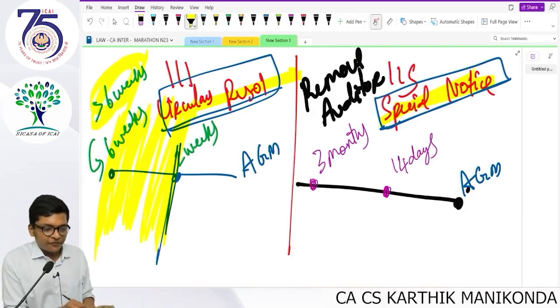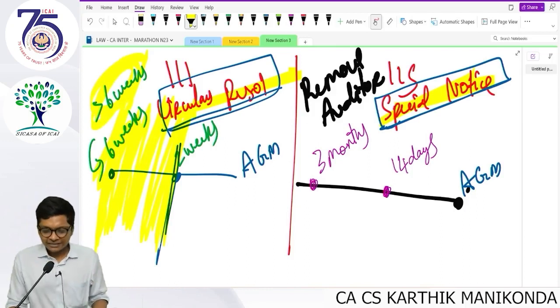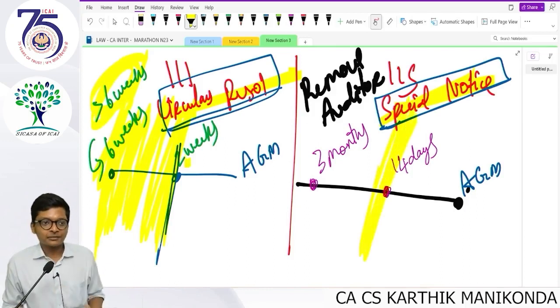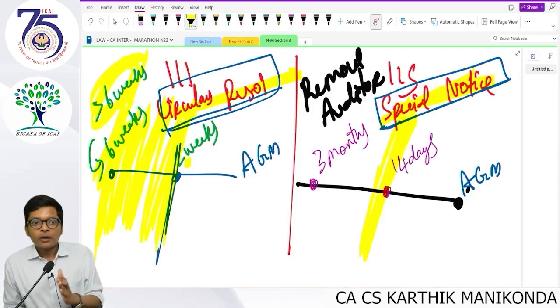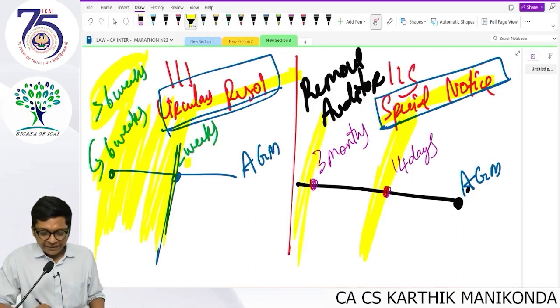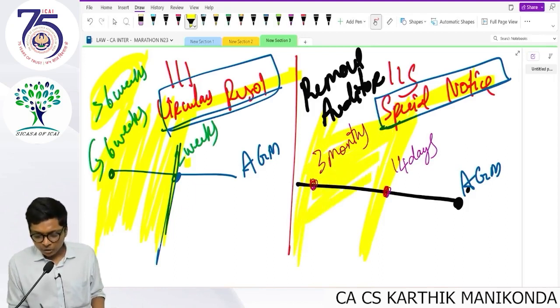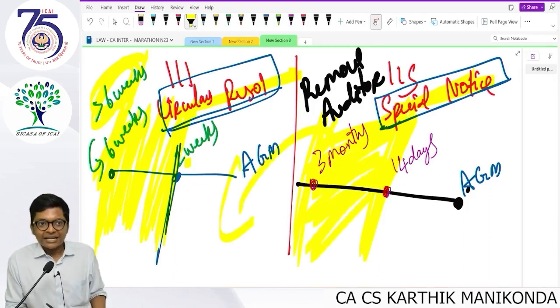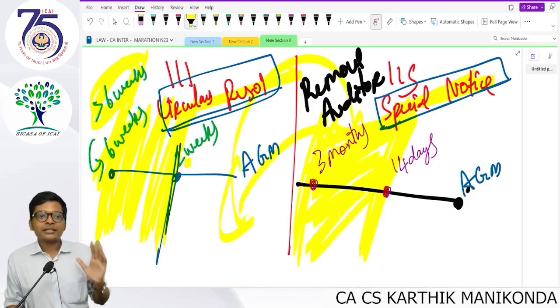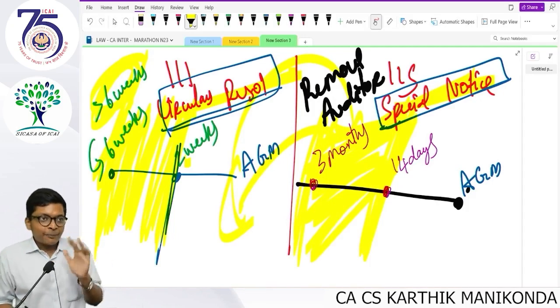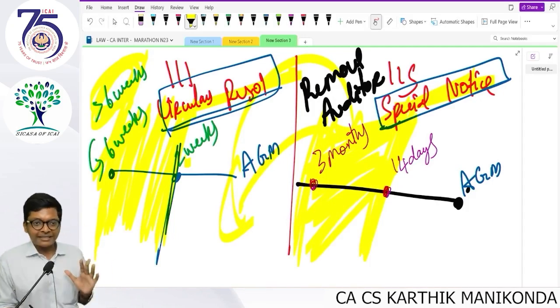Sir, what if I gave before 6 weeks? It's deemed to be given within 6 weeks. But to remove auditor, 14 days before, same as 2 weeks. But here 2 weeks, there 14 days. But here the limit is 3 months before. If you give it 3 months in advance, deemed to be given within 3 months. Because I can't correctly predict when AGM will be held. Clear, guys?